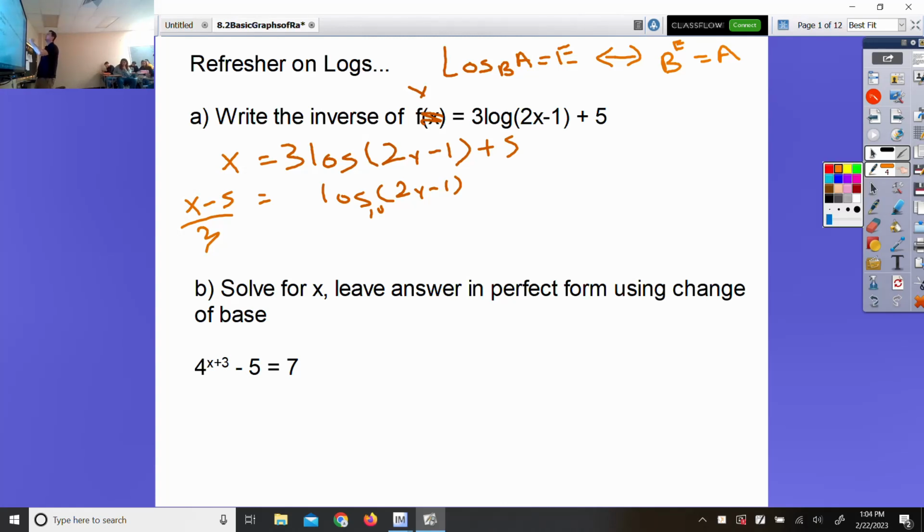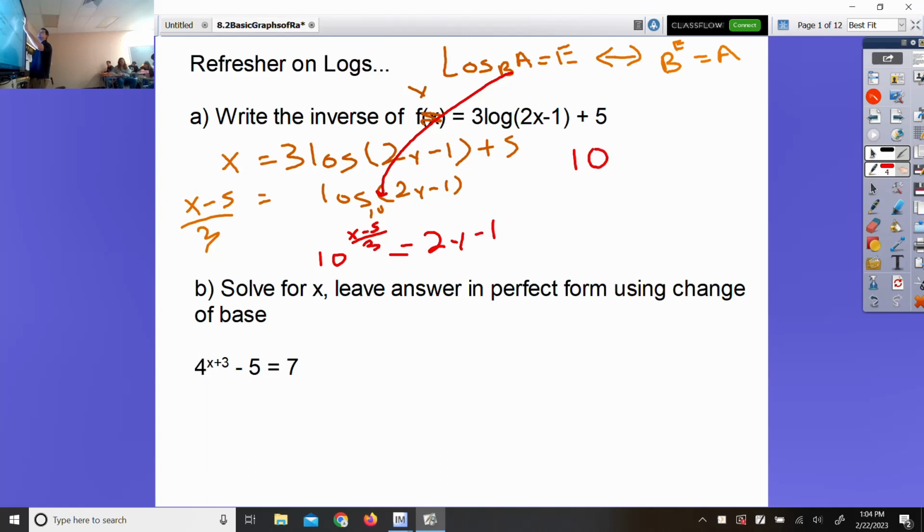As an exponential, what's her base? 10. Because they line up. What's her exponent? X minus 5 over 3. And what's she have to equal? 2y minus 1. Still got to solve for y. What's the easy thing? Plus 1.